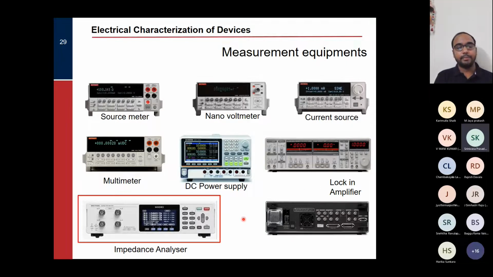And here is an impedance analyzer. This is for AC measurement at high frequency. For example, if I have a dielectric material, then I can measure the real and imaginary parts of the impedance as a function of different frequencies, and simultaneously I can estimate different parameters from this. Okay, so these are different meters which can be used for measurement of different nanoscale systems.